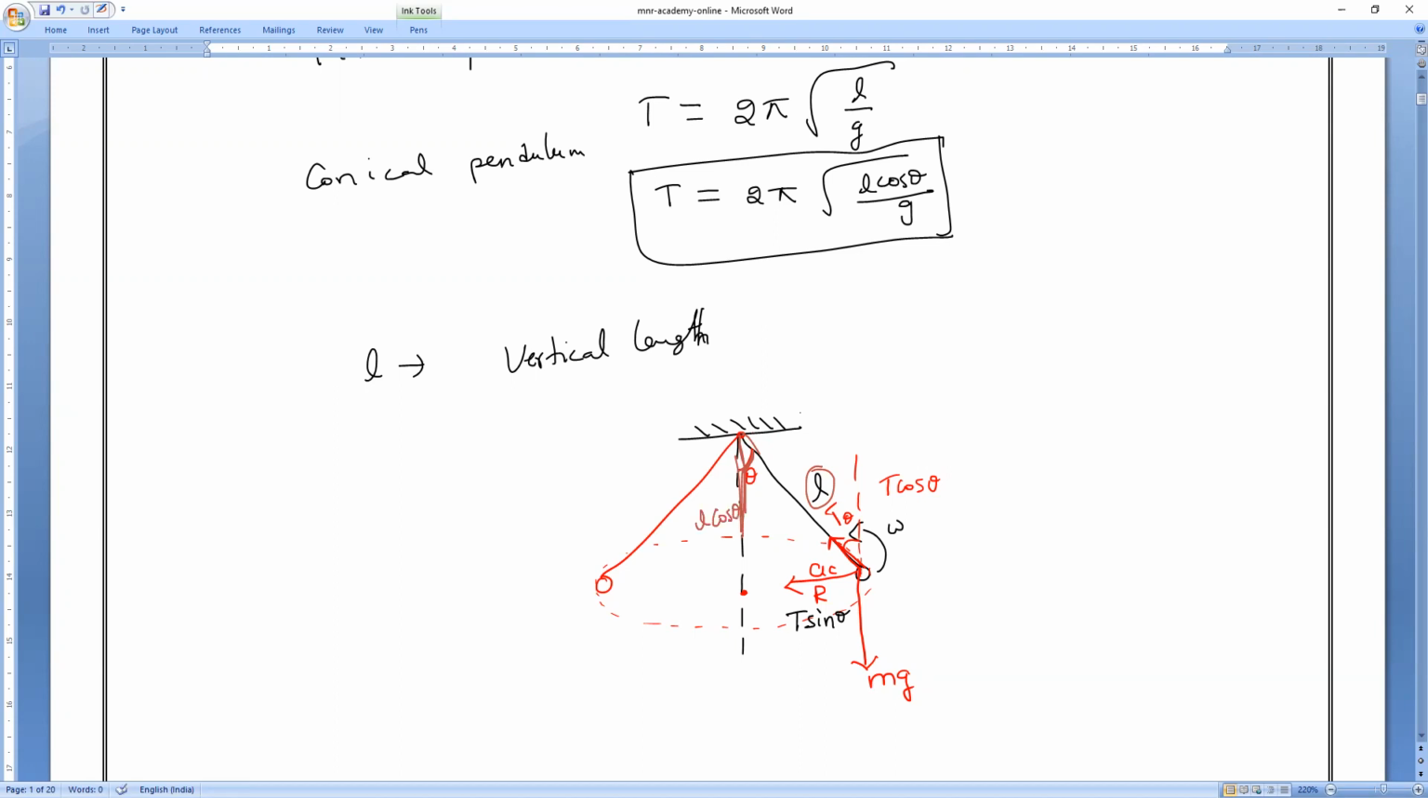So forget about L sin theta. We don't have any importance for it. We'll take only L cos theta. Do you understand how L cos theta will come here? Everyone? Yes, sir. Yes.